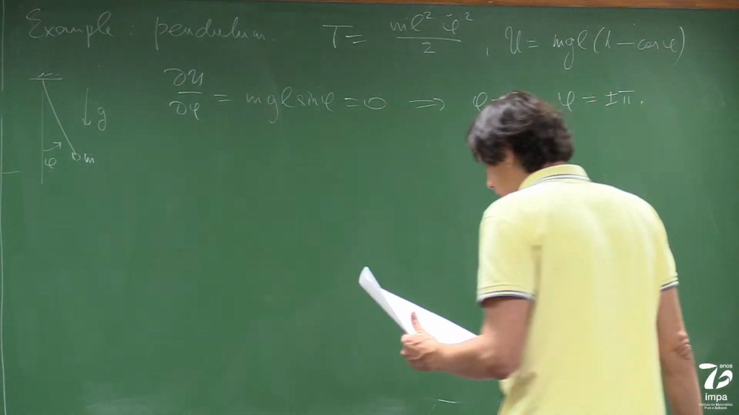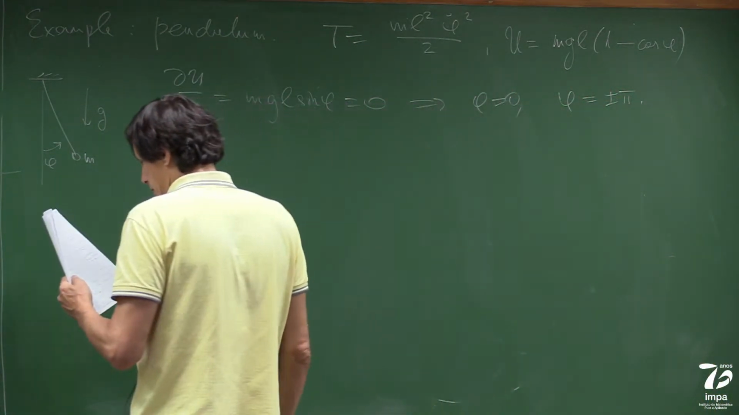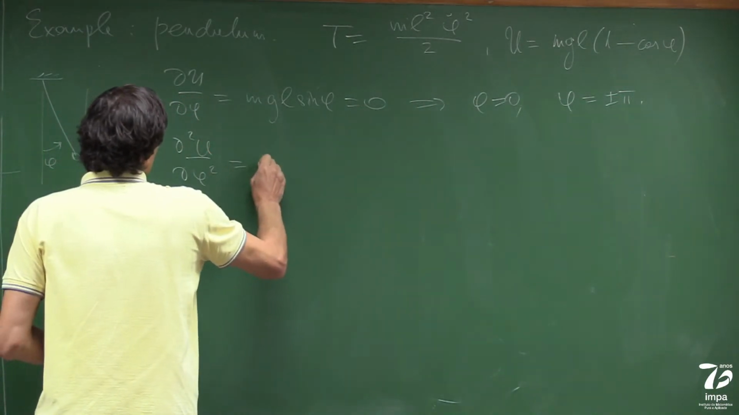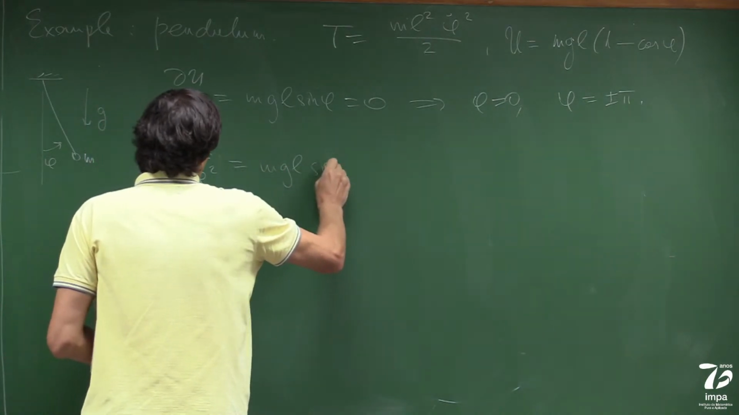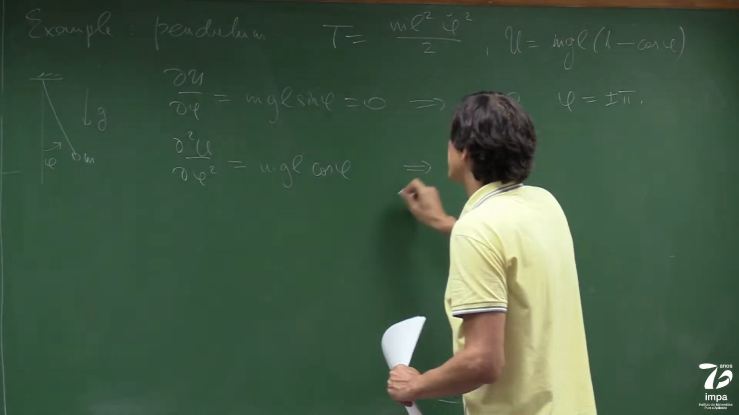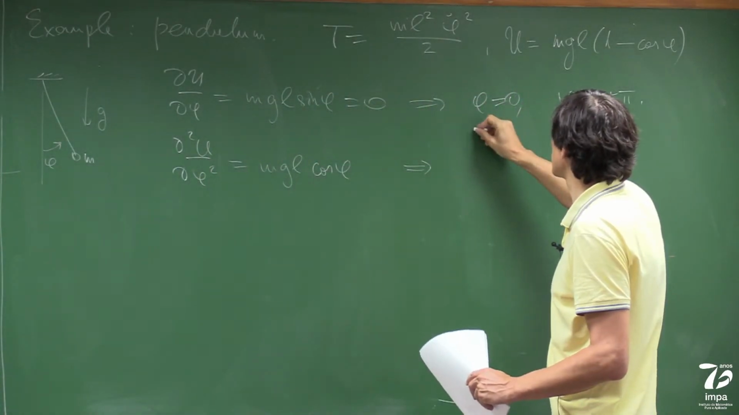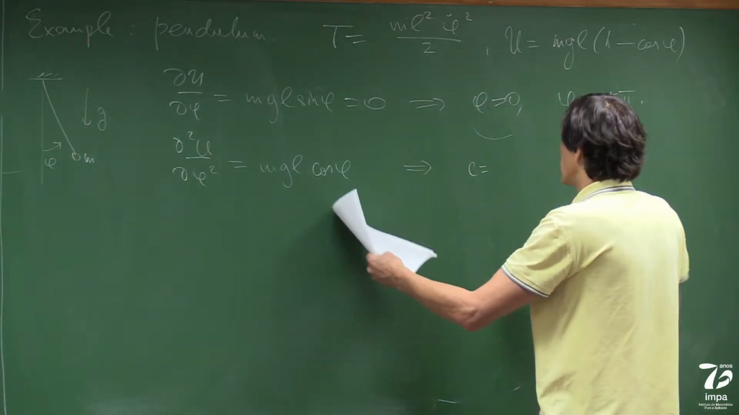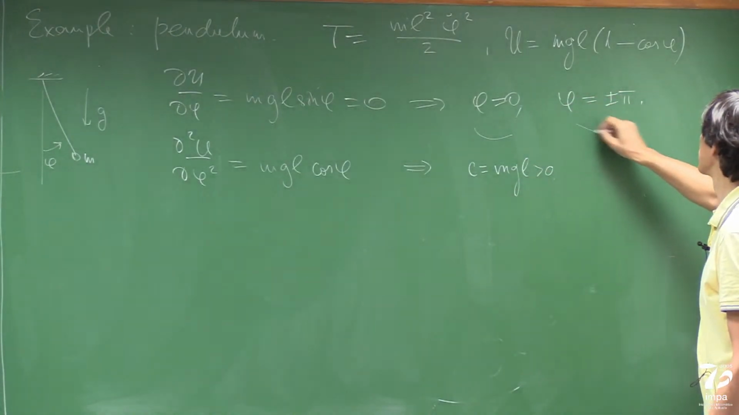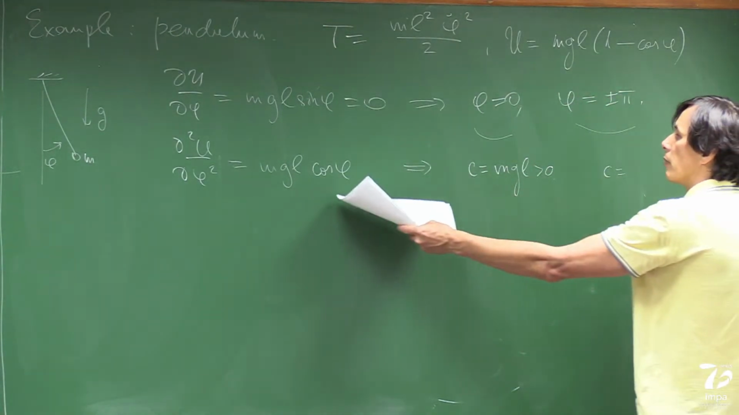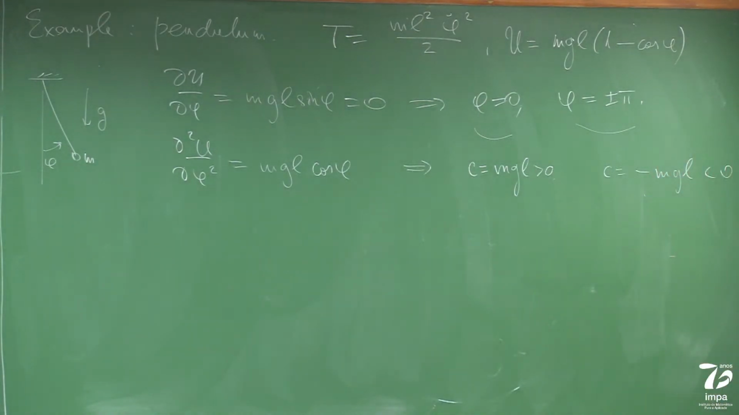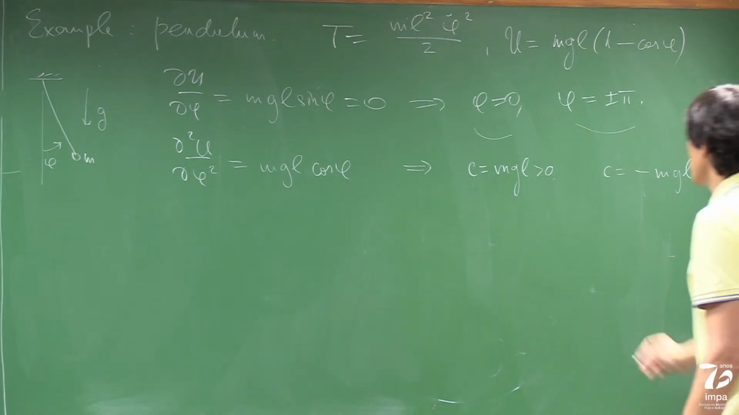And then we also found the second derivative, right? The second derivative of u is mgl cosine phi. In the first case, C is mgl, positive, so we have a stable situation. In the second case, C is minus mgl, negative, so it's unstable. Stable, unstable.